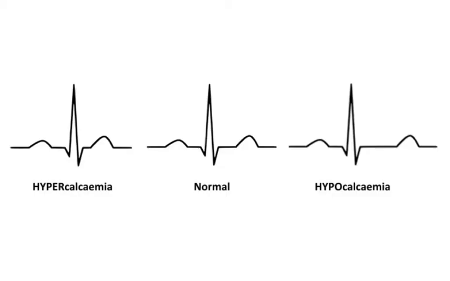In summary, this is a normal heartbeat. Just look at the ST segment. Now in hypercalcemia, look at the size of the ST segment. It has become shorter and the T wave has become closer to the QRS complex. So the QT interval has shortened. In hypocalcemia, however, the ST segment has become very long, due to which the QT interval has also prolonged.